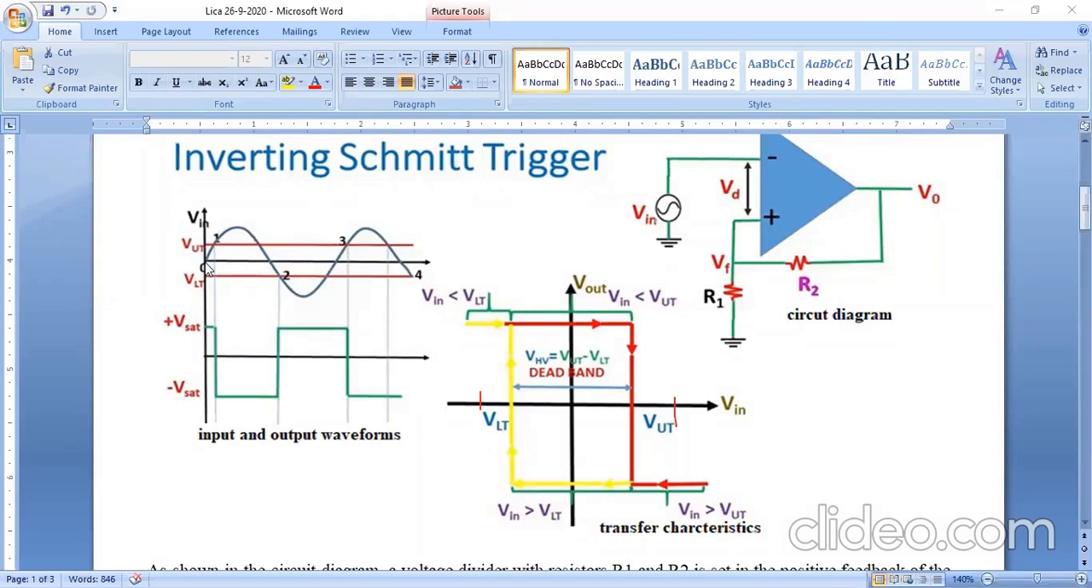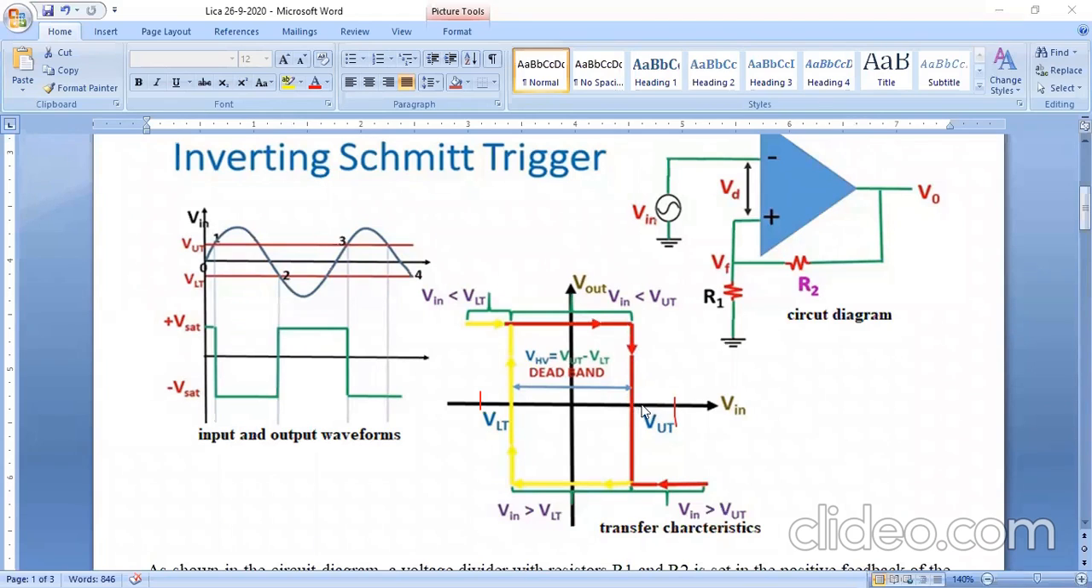Here, the input voltage reaches the lower threshold value, and further it reaches a positive peak, and at that condition the output voltage is minus V sat. After the input voltage crosses the upper threshold value and increases further, we can see a minus V saturation condition. At this condition, the input voltage is less than the upper threshold voltage. That's why we have a positive saturation here. After having a positive saturation, the input voltage is increased further.